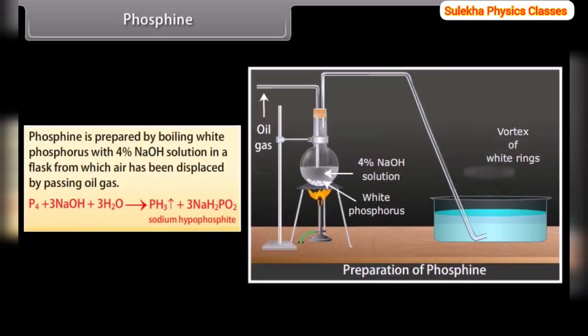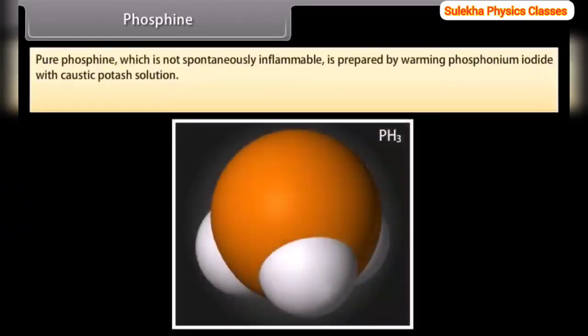PH3 contains considerable amounts of H2 and a little P2H4 and is inflammable in air. Impure phosphine bursts into flames as it comes in contact with air and forms a vortex of white rings of P4O10. Pure phosphine, which is not spontaneously inflammable, is prepared by warming phosphonium iodide with caustic potash solution.